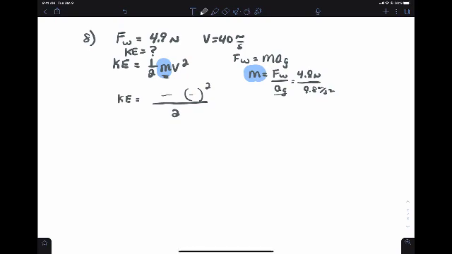All right, let's go to number 9. Number 9, we have an alpha particle with a mass of 4.7 times 10 to the negative 27th kilograms.